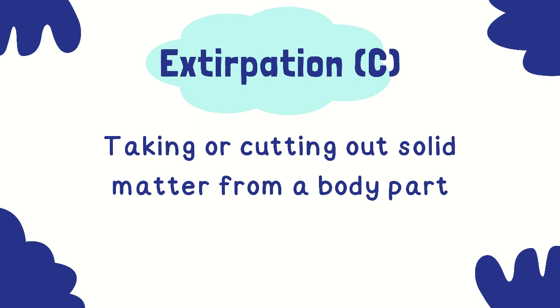And when they said extirpation, we were like, what? Is there an extra patient? But no, extirpation, which is represented by character value C, is taking or cutting out solid matter from a body part. And the solid matter that is taken out of the body may be an abnormal byproduct of a biological function, like a blood clot, hematoma, thrombus. But it also could be a foreign body, such as a piece of glass, right?